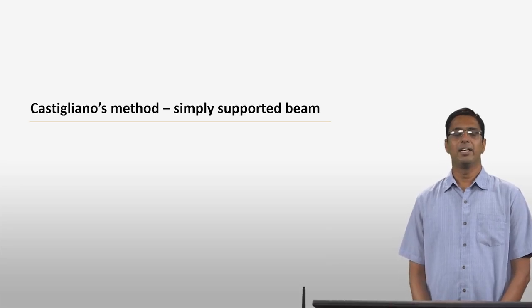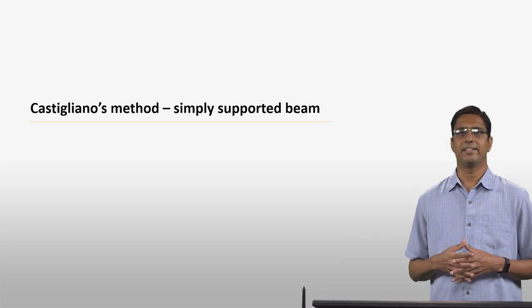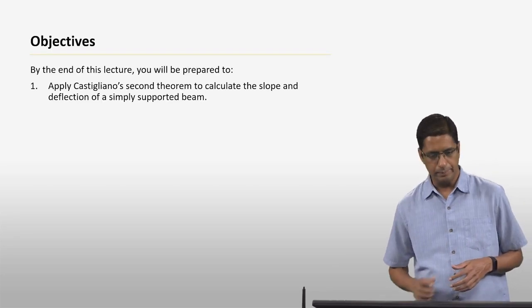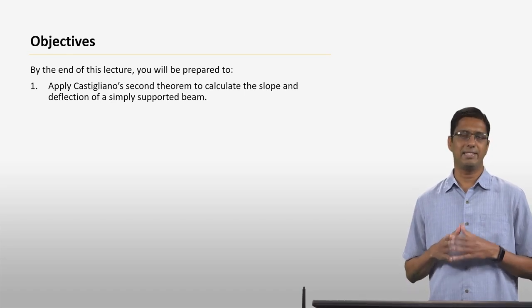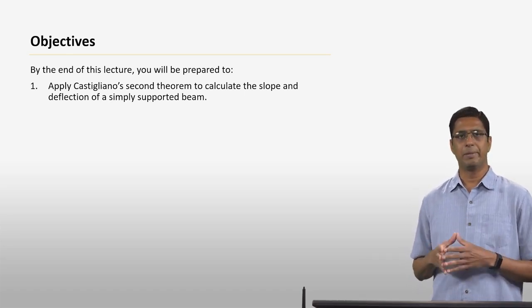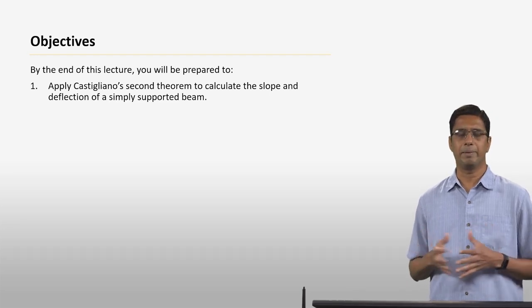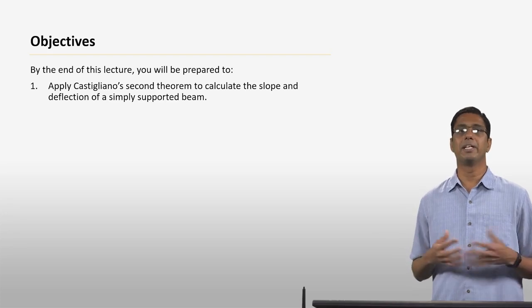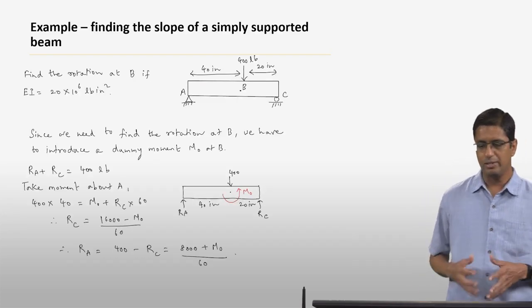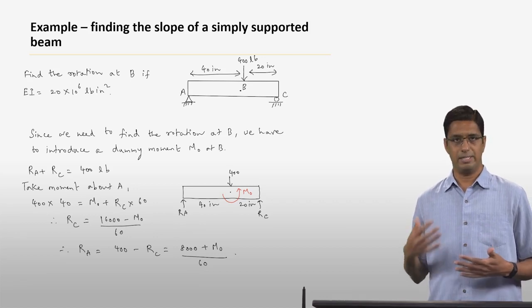Okay, welcome everyone. In today's lecture, we are going to be using Castigliano's method to analyze a simply supported beam. So what are the objectives here? The main objective is to apply Castigliano's theorem to a simply supported beam to calculate the slope and deflection at a particular point in that beam. In the previous lectures, we have mostly looked at cantilever beams, so it is going to be a little bit different.